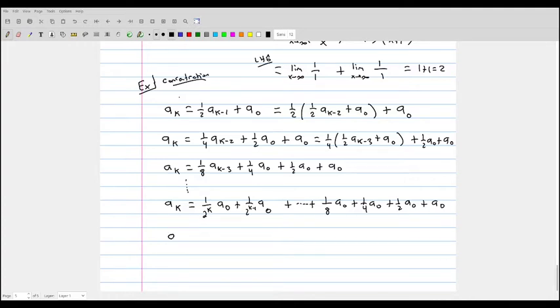Or, in terms of our summation notation from before, this is going to be the summation, and I'll use i as our index of summation, since we need a new index. It's the summation from i equals 0 to k of a0 multiplied by 1/2 to the i.